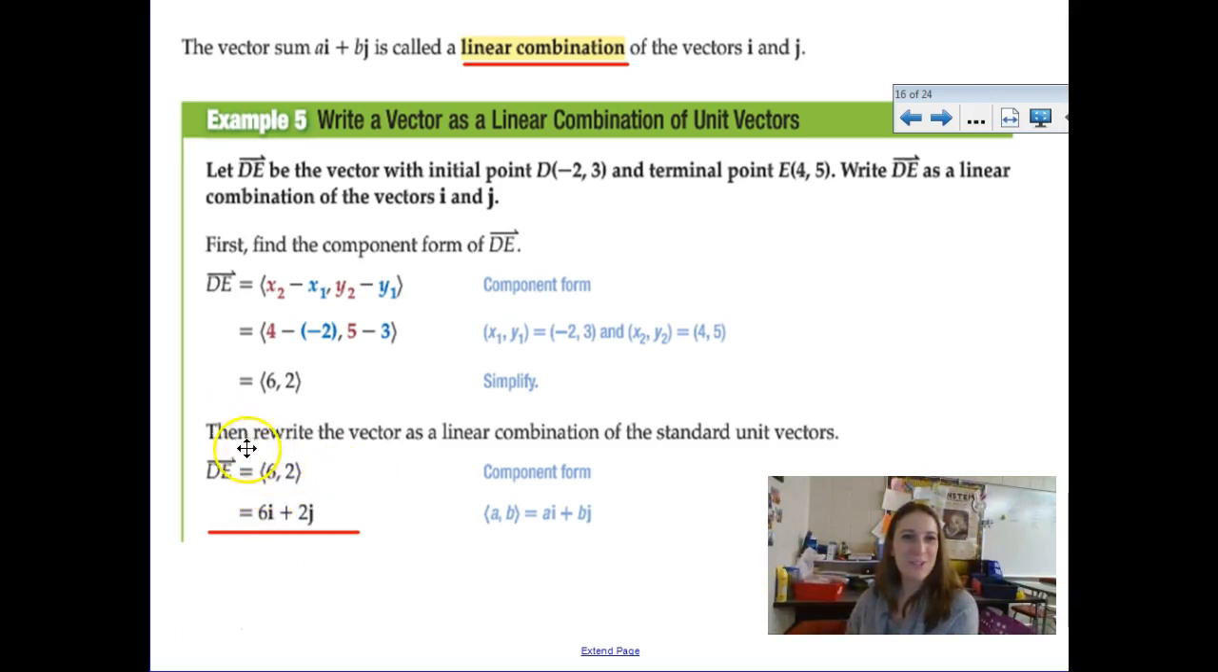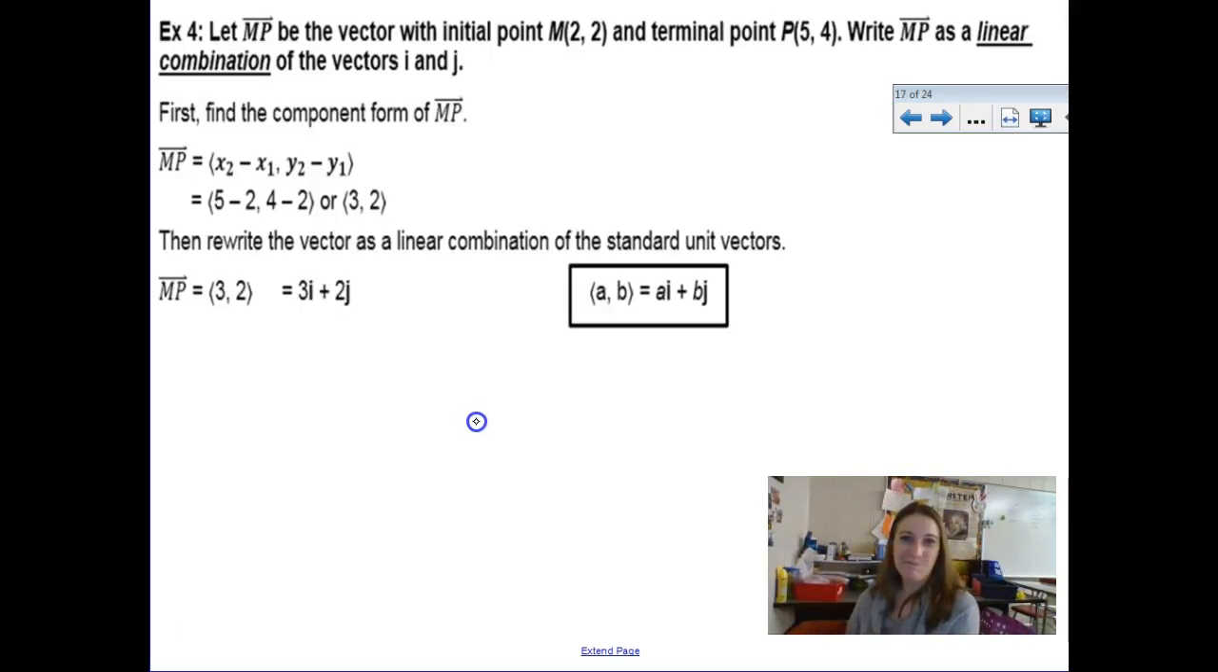Once you find your resulting vector, negative 2, 3, and 4, 5 are the initial and terminal points. They found vector DE by doing our formula, and they simplified, of course. Then they denote it with i and j, right there. This is a linear combination, which is just fancy for a linear expression with variables. So, not too bad, right?